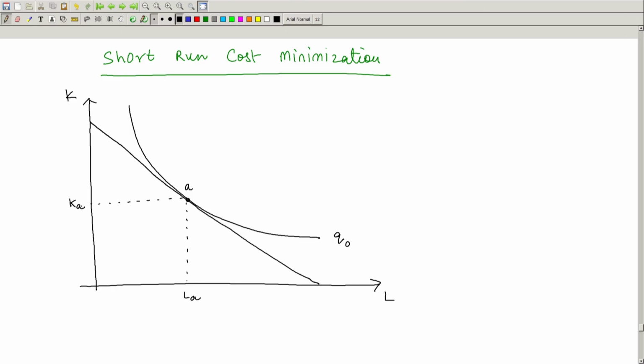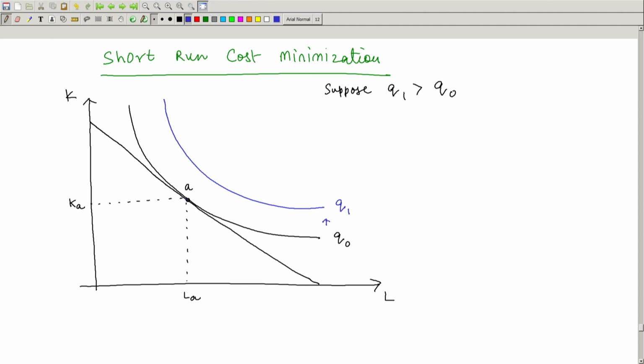Now, suppose for a moment that the firm wants to produce more units of output. So, let us say that the output has increased. The firm wants to produce more output. Let us say the good is tables. Why does the firm want to produce more tables? Perhaps the demand for tables has increased. So, the firm wants to increase its production from Q0 to Q1, which means the firm is going to move to some other isoquant, which is at a higher level. So, Q1 is greater than Q0.